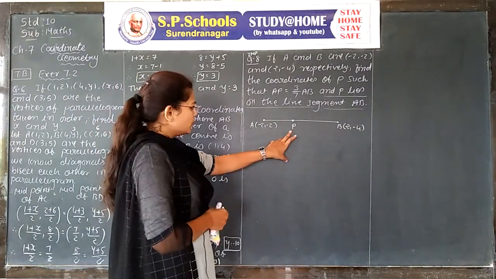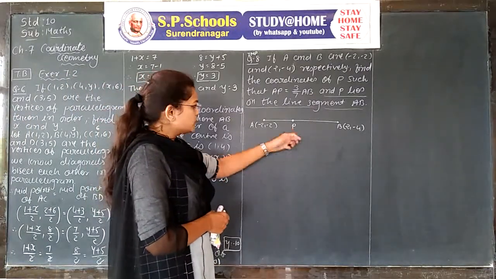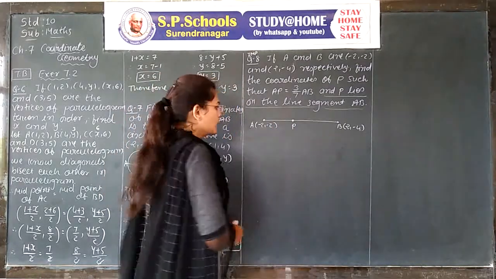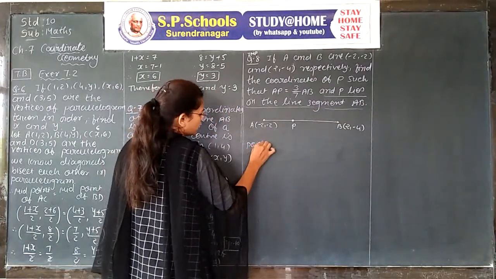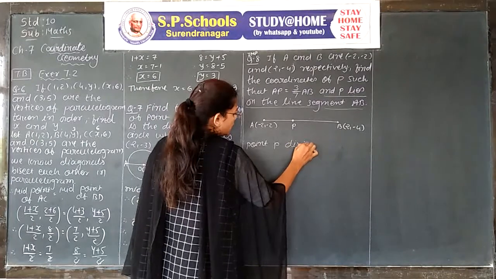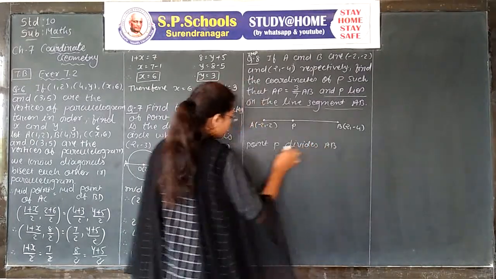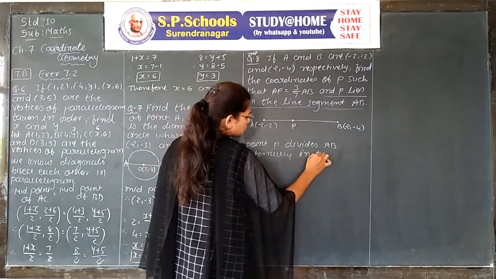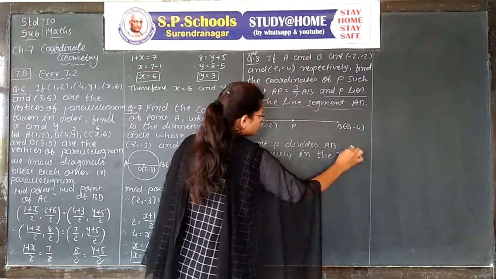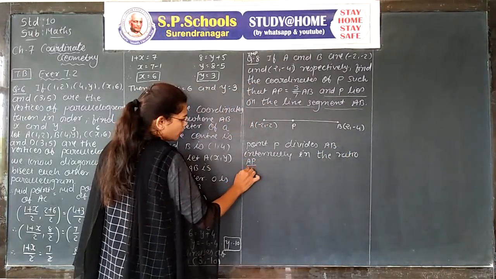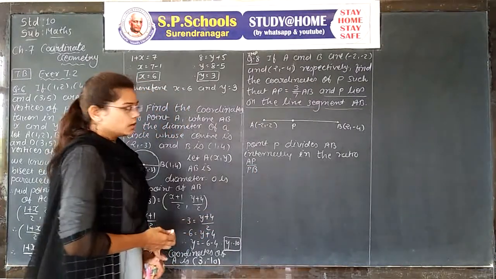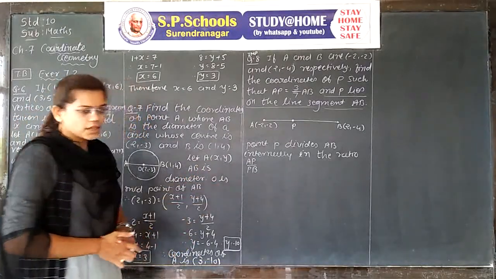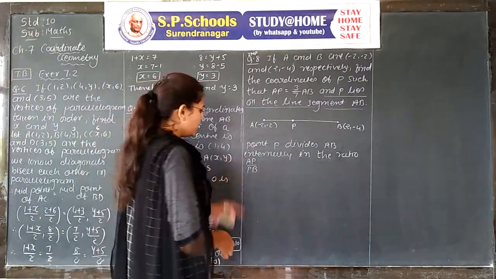Means what? P is the point which divides line segment AB internally in the ratio AP:PB. Point P divides AB internally in the ratio AP upon PB. Now here AP is equal to 3 upon 7 AB is given, not the ratio AP upon PB. First of all we need to find the ratio AP upon PB.